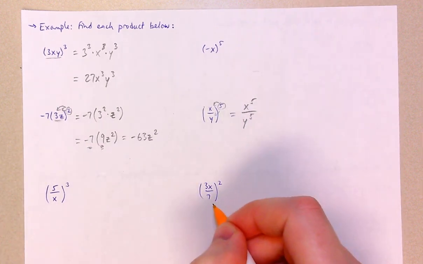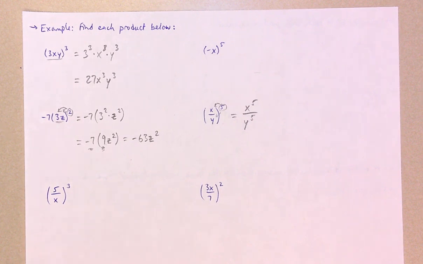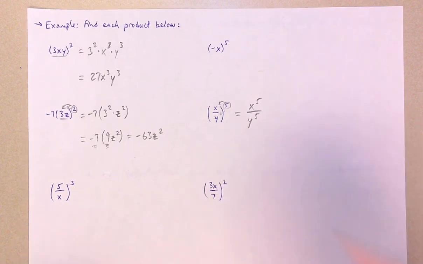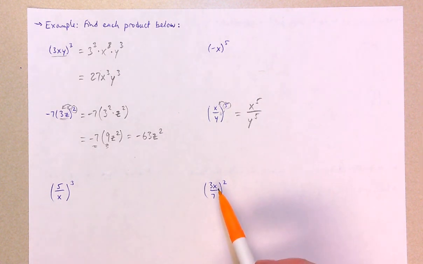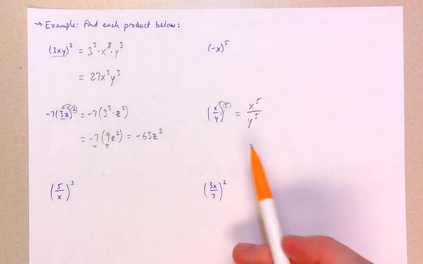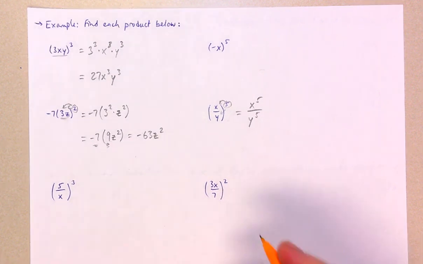And we'll go to this one here now. 3x divided by 7, and that whole thing being raised to the power of 2. This one is a little bit more complicated, a little bit more involved. But starting off, again, we see that this is a quotient, not a product, or a difference or sum. So we can use our properties that we have talked about in this video.